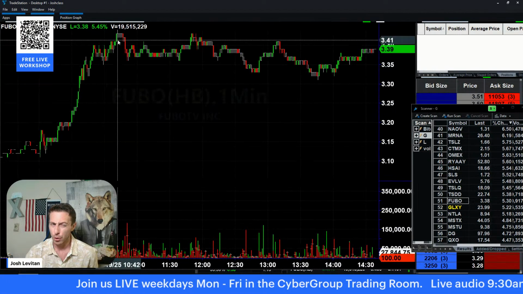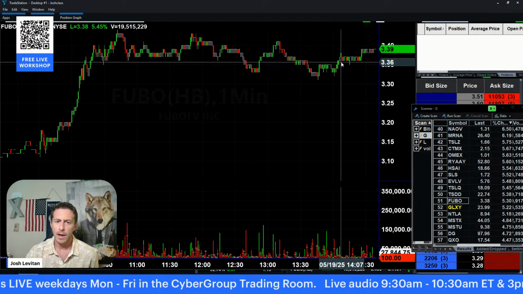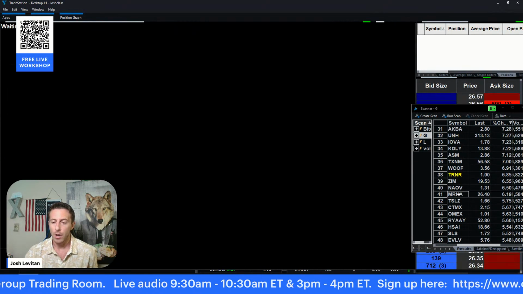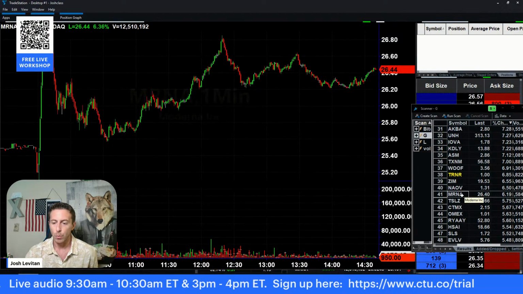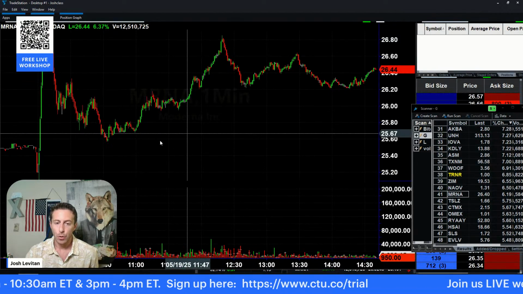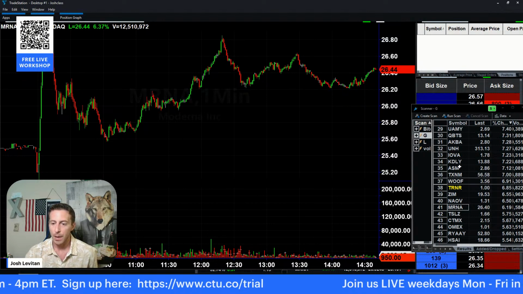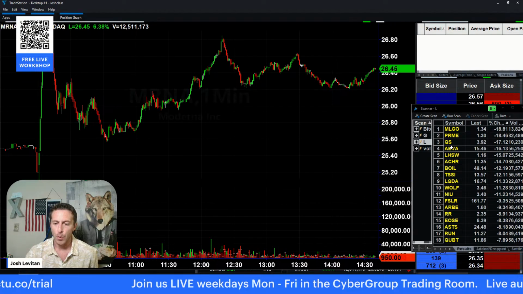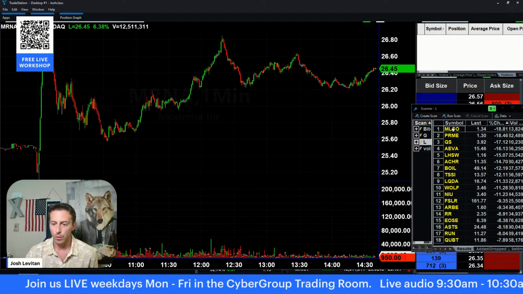Fubo chart looked good earlier. It was pretty slow. It's trying to go back up a little bit right now. It might be really slow, but maybe a good level 1, category 1 type of stock. Moderna is holding higher lows. That's not bad, but I want better. All right, we'll hop over to the loser side here, see if there's anything looking just as good.